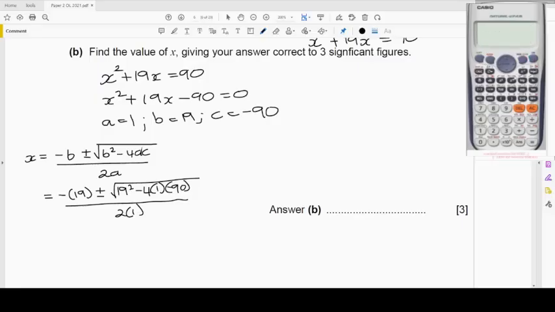So let's do that. So we have a fraction, we have negative, these brackets are not necessary, but it doesn't hurt to put them. Then we don't have a plus or minus on our calculator, so you should work out the positive one first and then the negative one. So first I put a plus, then the square root of 19 squared minus 4 times 1 times negative 90, close brackets, and then in the denominator we have 2 times 1. Okay, so that is our first answer.